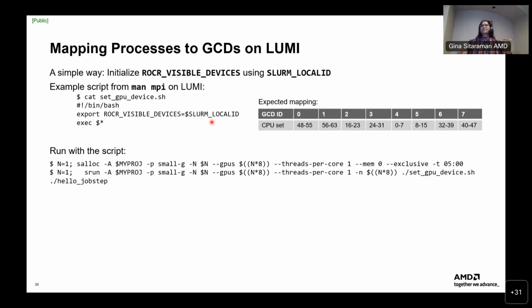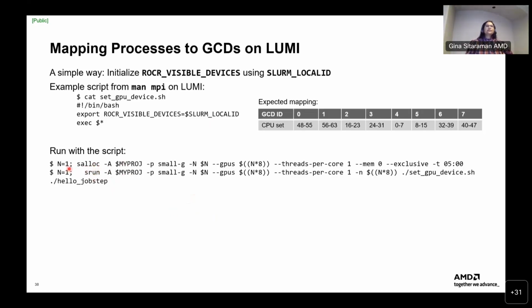And so again, on LUMI, LUMI is special. At least as of the end of February and in March, we had to do a 2-step run. So we had to allocate in a particular way and then do an srun in a particular way. So let's take a closer look at these commands.